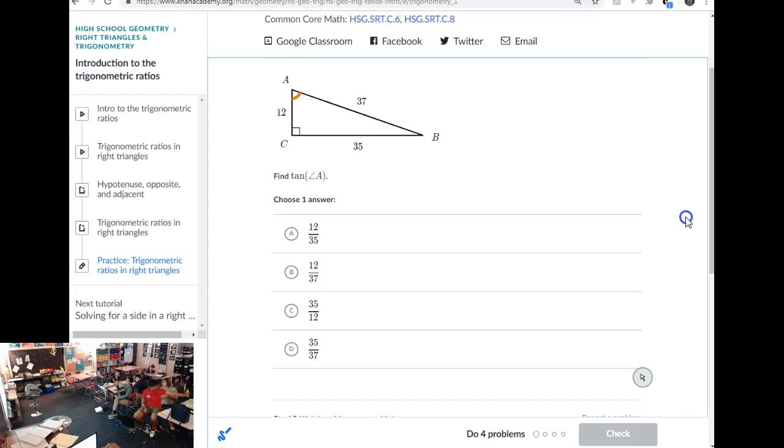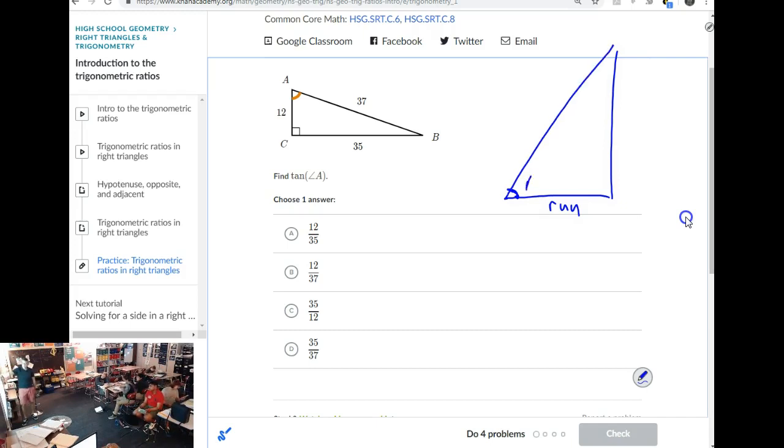No, it would be... Here's where you're getting stuck. When we first talked about it, we always had the angle here, and we always had run and rise. Right? So if, in my brain, I make that angle the slope angle, like angle of elevation, then the 35 is now over here, the 12 is here, and the 37 is here.